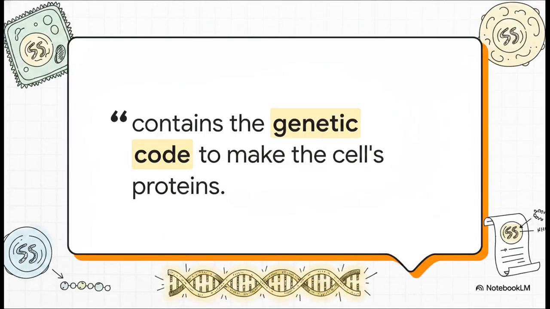Instead, you're gonna want to memorize this exact phrasing. The nucleus controls the cell because it holds the genetic code required to make the cell's proteins. If you use the words genetic material or DNA to explain how it controls things, you are going to lock in those marks every single time, for sure.